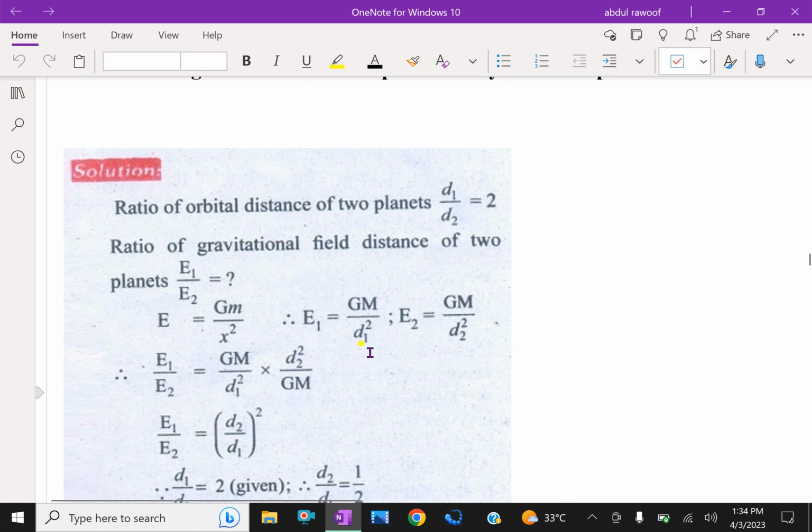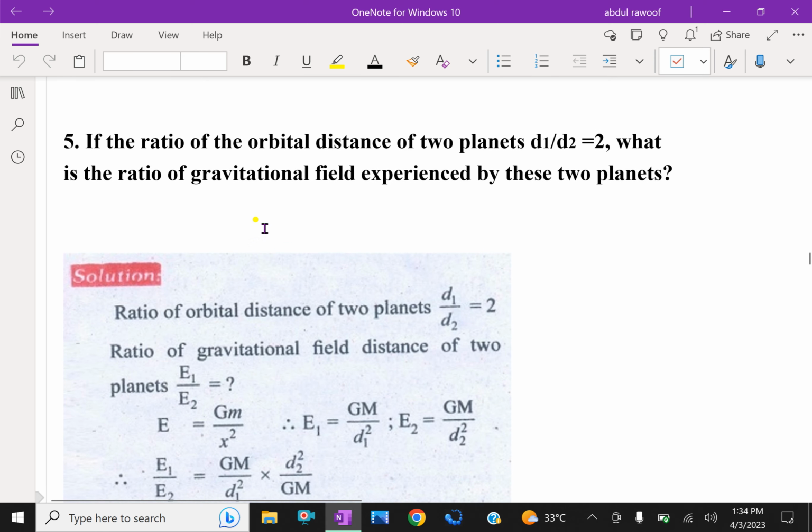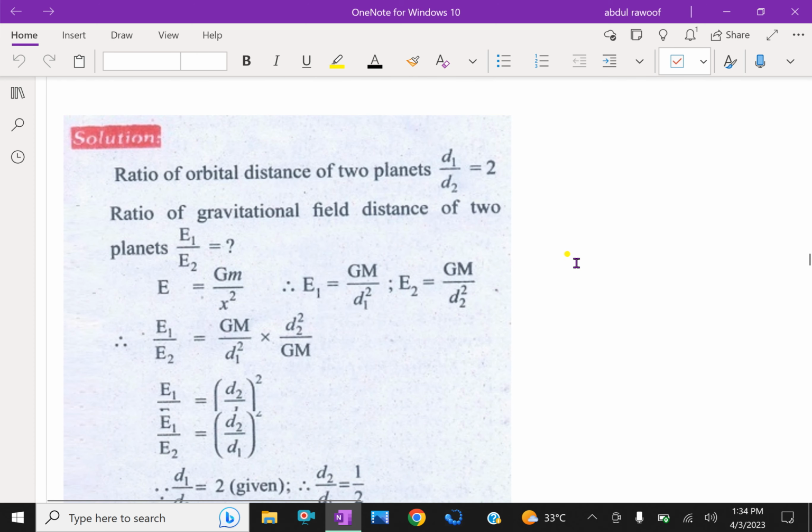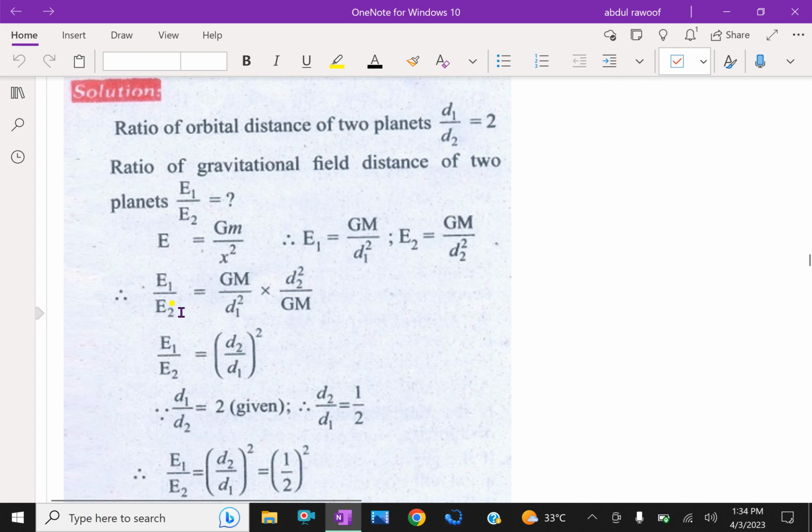E1 is G m by d1 squared. For E2, putting x equal to d2, E2 is G m by d2 squared. The given thing is that the ratio of the orbital distance of the two planets d1 by d2 is 2. Here, E1 by E2 equals G m by d1 squared divided by G m by d2 squared, that is, by reciprocal multiplication, d2 squared by G m. G m and G m cancel, so it is d2 by d1 whole squared.